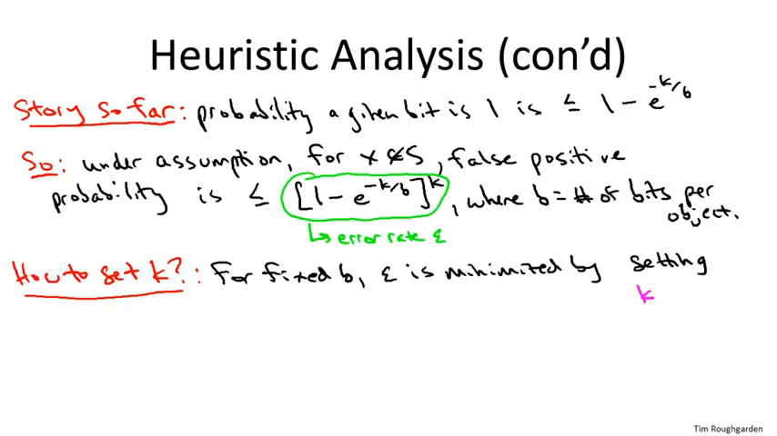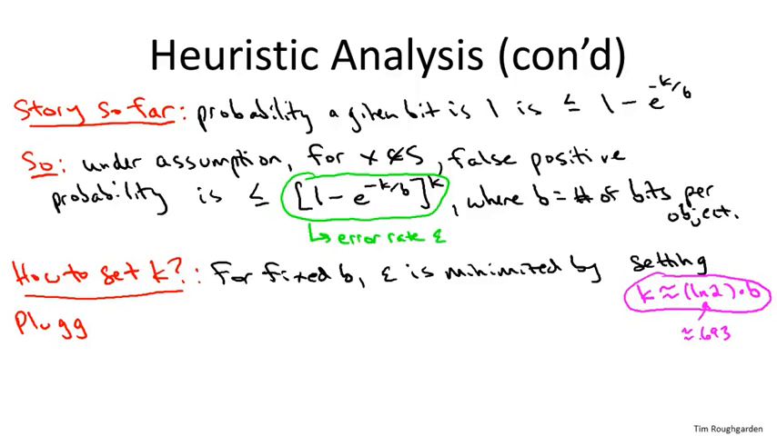But for fixed b, the way to get this green quantity epsilon as small as possible is to set the number of hash functions k to be roughly the natural log of 2, that's a number less than 1, notice, that's like 0.693, times b. So in other words, the number of hash functions for the optimal implementation of a Bloom filter scales linearly with the number of bits that you're using per object. It's about 0.693 times the bits per object. Of course, this is generally not going to be an integer, so you just pick k to be either this number rounded up or this number rounded down.